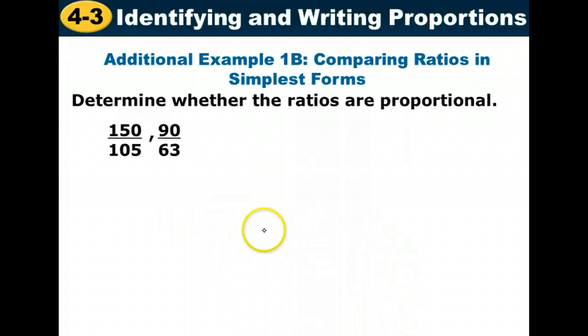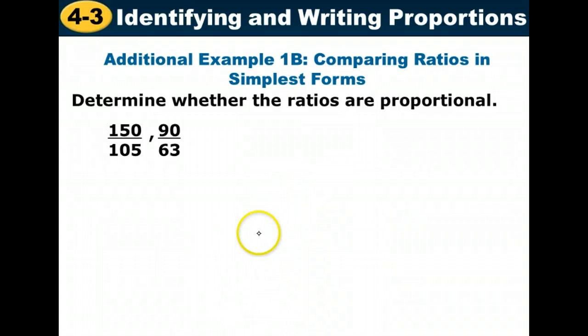Alright, so go ahead and determine if these two ratios are proportional. Now, there are two ways you can do it, which I already showed you on the previous slide: find their cross products. If their cross products are equal, then they are proportional. Or you can go ahead and simplify. So go ahead and pause and try this.